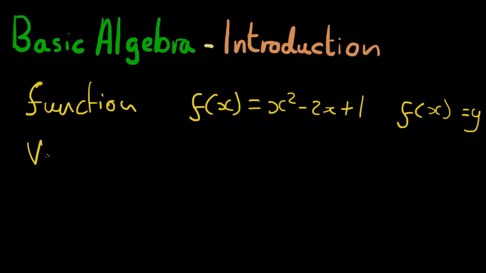You also need to be familiar with what a variable is. And a variable is simply a letter that denotes a value, in this case x and y, that varies, meaning that you can change it. And in our function we can obviously change the value of x to get different values of y. So that is our variable.